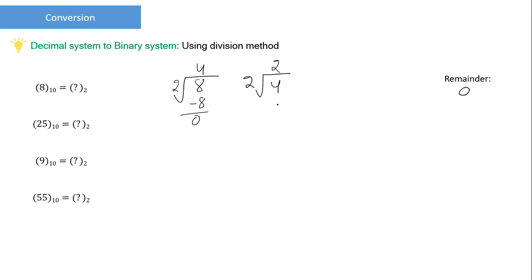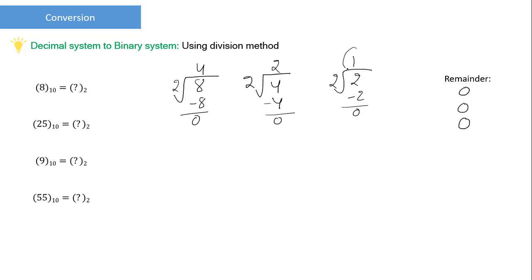We get 2 here, we get 4 here, and we get 0. So the remainder is 0. I will write on the side. So now here we got 2. Again we'll divide that 2 by 2. So we get 1 minus 2, that is 0. So we got the remainder here 0.